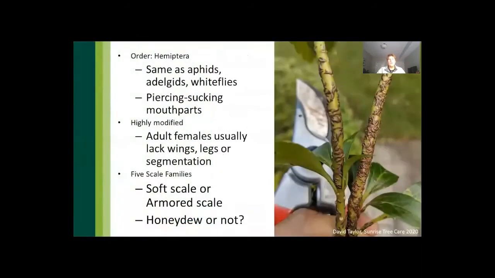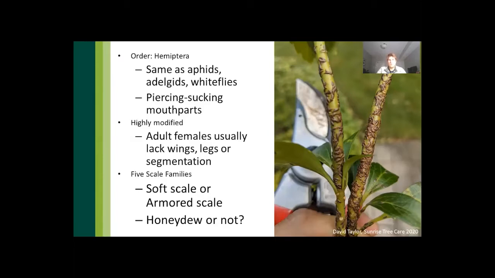And really at a high level, they're in the order of Hemiptera. So they're the same as aphids, adelgids, and whiteflies. They're in that same order. And really what distinguishes them or kind of links them together is how they feed. It's that piercing sucking mouth part. They're actually inserting that little stylet into the plant or into the cell and then pulling out some of the interstitial fluid. And then what really makes them unique is that they're highly modified.